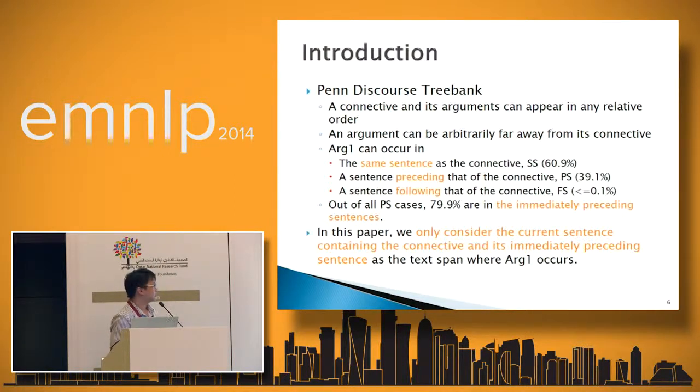In the corpus, a connective and its arguments can appear in any relative order, and an argument can be arbitrarily far away from its connective. For example, Arg1 can occur in the same sentence as the connective, in the preceding sentence, or in the following sentence. It was found that in 60% of the cases, Arg1 occurs in the same sentence, and in 39% it occurs in the preceding sentence, while for the following sentence, the number of cases is almost negligible. Out of the preceding cases, almost 80% are in the immediately preceding sentence. So based on these numbers, in this paper, we only consider the current sentence containing the connective and its immediately preceding sentence as the text span where Arg1 can occur.